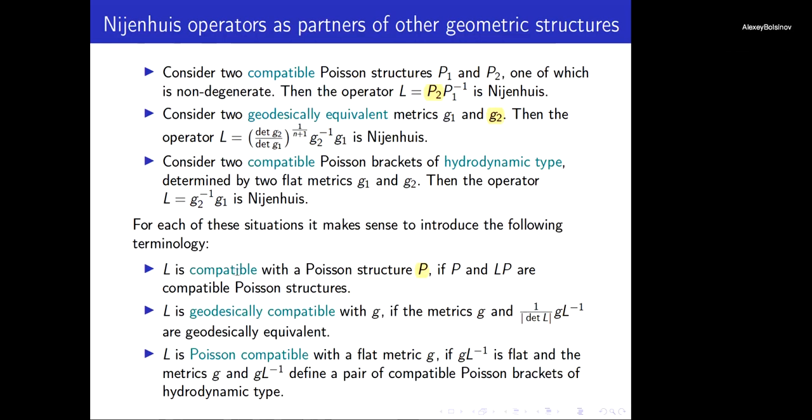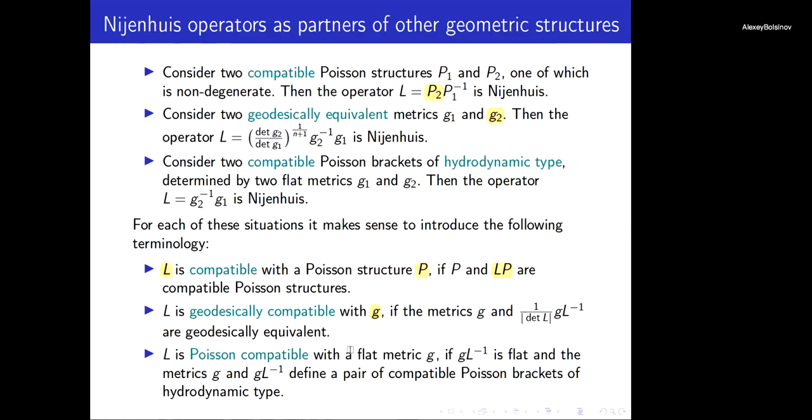So it's just the formulation. We will say that the Nijenhuis operator L is compatible with Poisson structure P if P and LP, which is P2, are compatible. L is geodesically equivalent to metric G if G2, defined from G and L in this way, is geodesically equivalent to G. So this is the formula which does the work, and the same here.